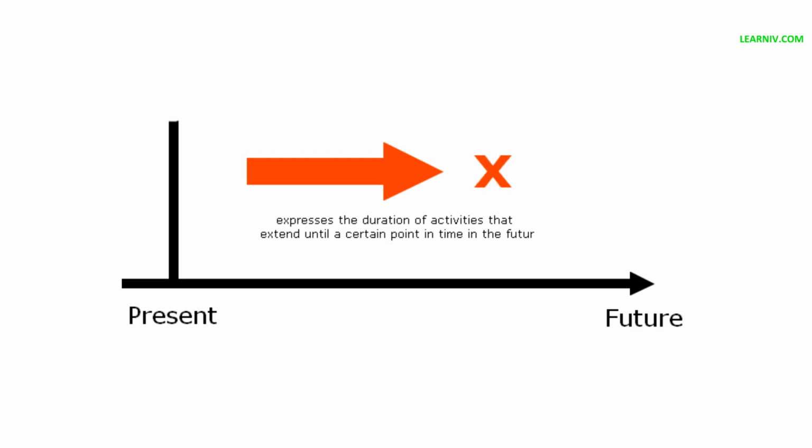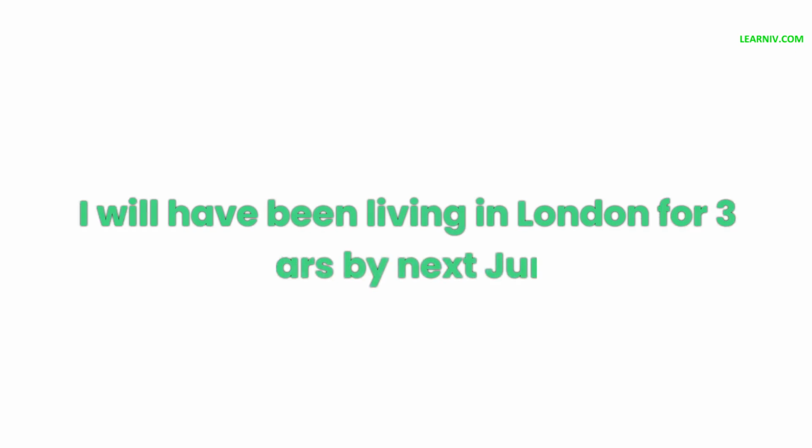We use the future perfect continuous tense to describe actions that will have been ongoing for a period of time up until a specific point in the future, with an emphasis on the duration. On the timeline, the action is represented as a continuous line that starts in the past or present and continues up to a future moment, indicated by a yellow X. In the sentence, I will have been living in London for 3 years by next June.